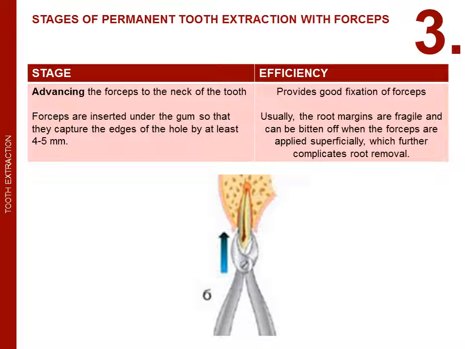Advancing the forceps to the neck of the tooth. Forceps are inserted under the gum so that they capture the edges of the socket by at least 4-5 mm. It provides good fixation for the forceps. Usually, the root margins are fragile and can be bitten off when the forceps are applied superficially, which further complicates root removal.